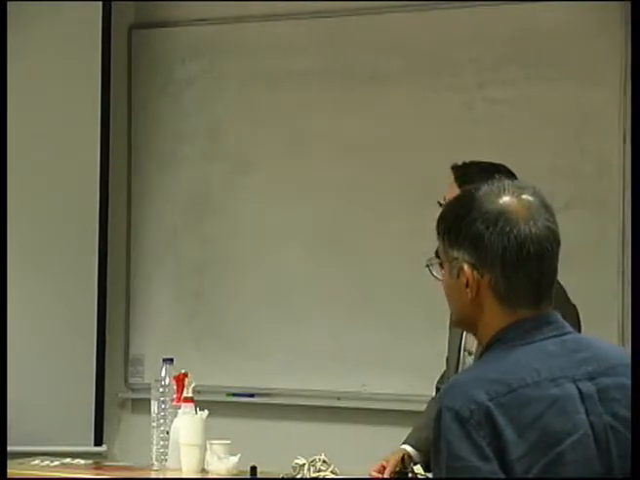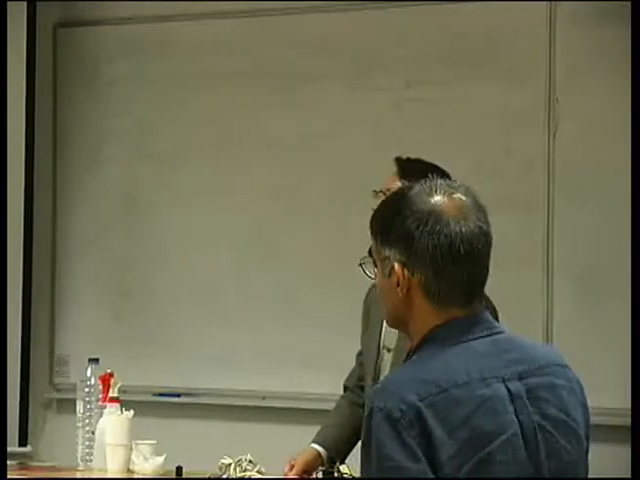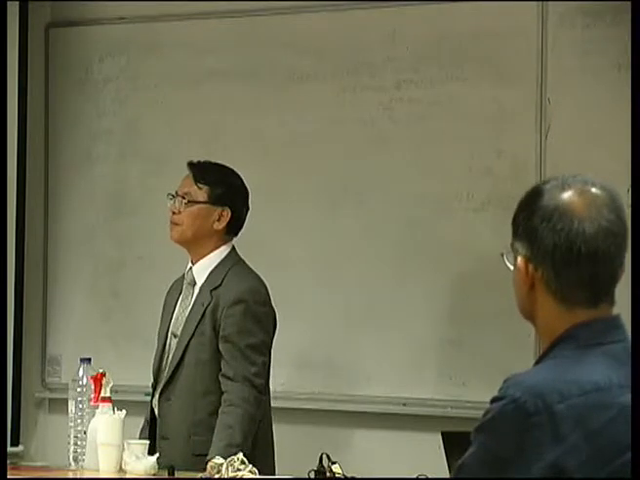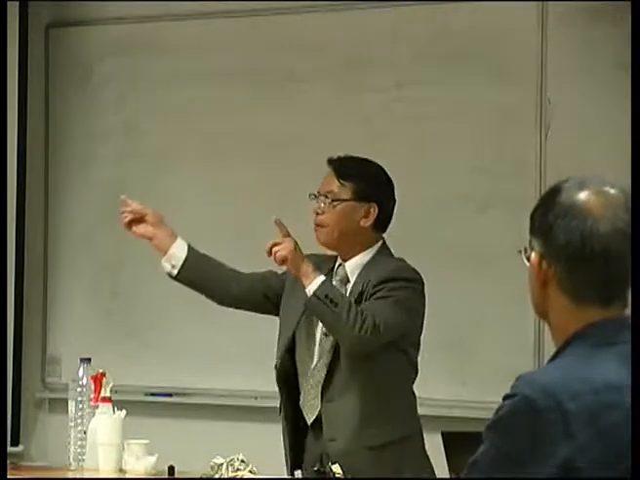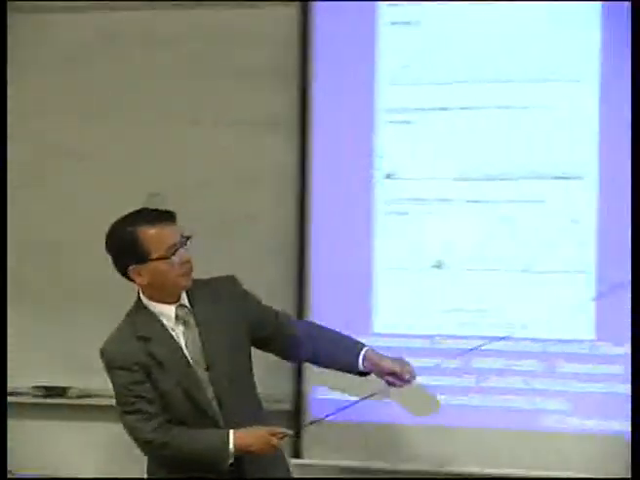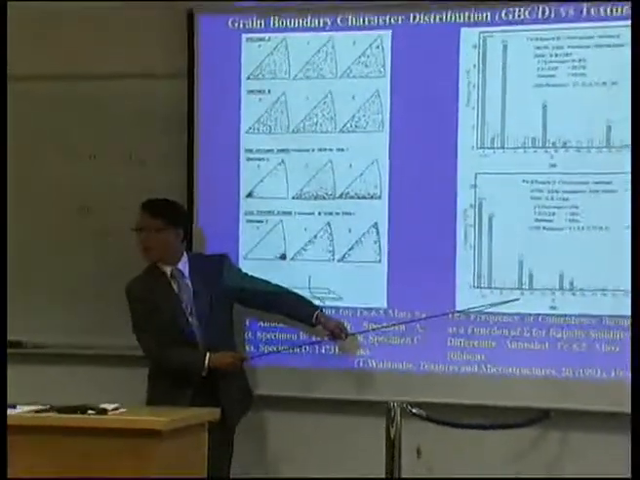You have two textures, a 001 and a 011 texture. And you found that for the 001 texture, you were getting sigma 5, sigma 13, which are all boundaries related by the 001 axis. Oh no, that's the 1-1. Depending on that, because the sigma value is different, as I showed, depending on the type of texture, please carefully look at how this value is different.